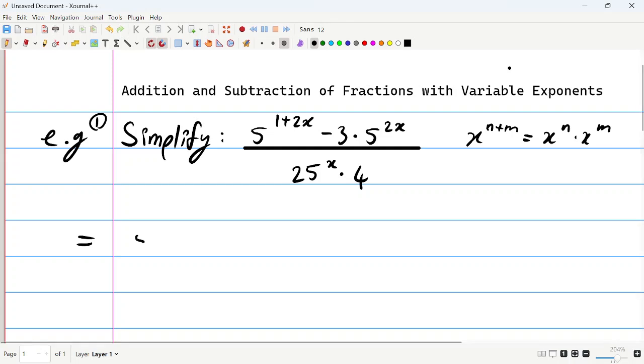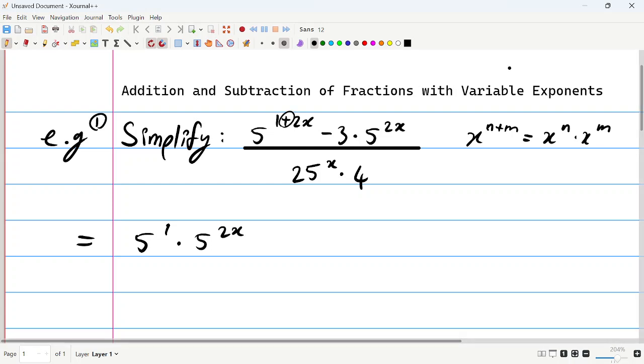In the numerator, we are going to have 5 raised to the power of 1 multiplied by 5 raised to the power of 2x. Do you notice that there's an addition between the 1 and the 2x? And the base is going to stay the same as 5. And then we're going to continue with the other one. So you always look out for the addition or subtraction of exponents and split them up in this way. Promise me you'll remember that.